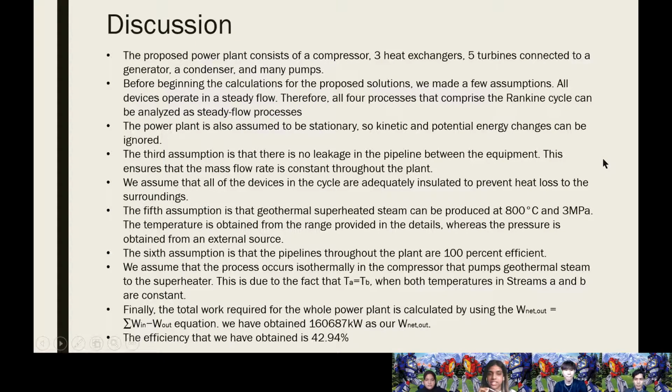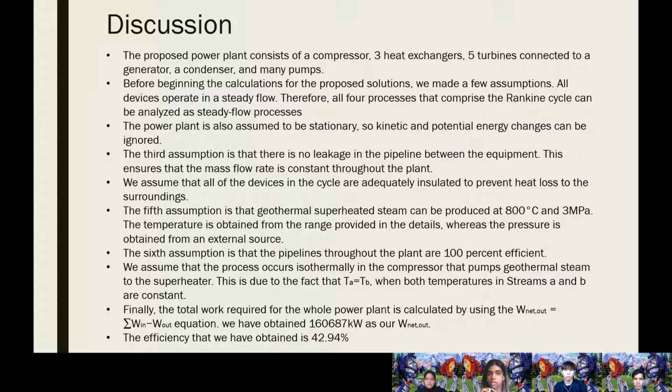Next is the discussion. So the proposed power plant consists of a compressor, 3 heat exchangers, 5 turbines connected to a generator, a condenser, and many pumps. Before beginning the calculations for the proposed solution, we made a few assumptions. All devices operate in a steady flow. Therefore, all 4 processes that comprise the Rankine cycle can be analyzed as steady flow processes. The power plant is also assumed to be stationary, so kinetic and potential energy changes can be ignored.